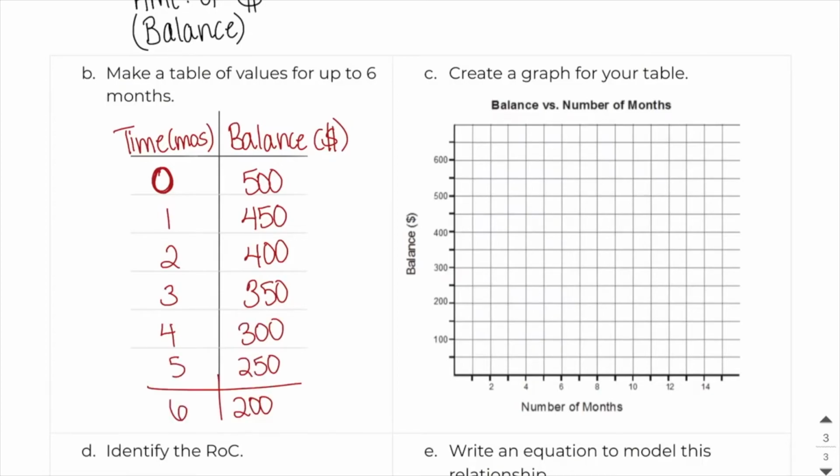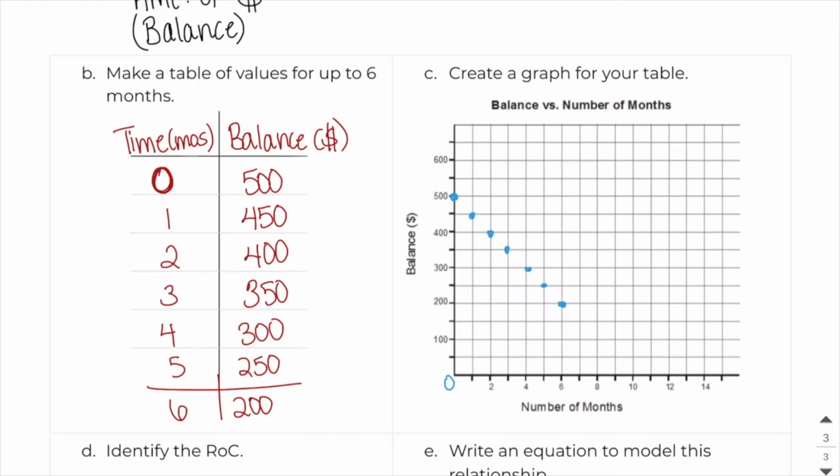So now we need to create a graph for our table. We know that at 0 months Holly had $500. Then after 1 month, she had $450. After 2 months, $400. After 3 months, $350. After 4 months, $300. 5 months, $250, and 6 months she was at $200.